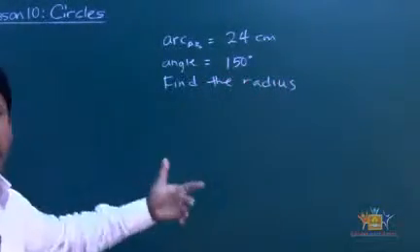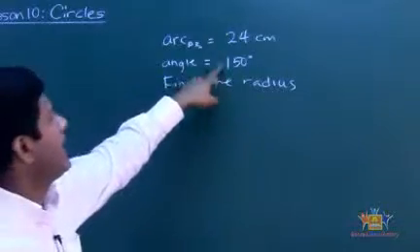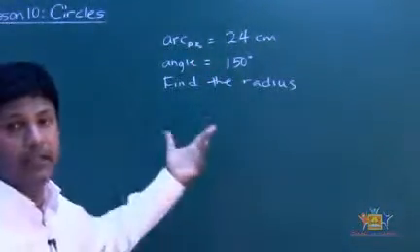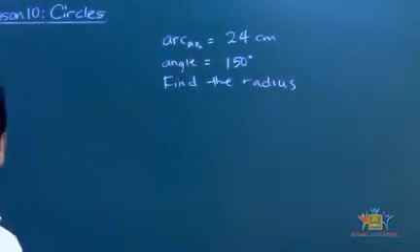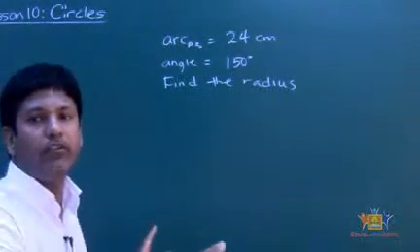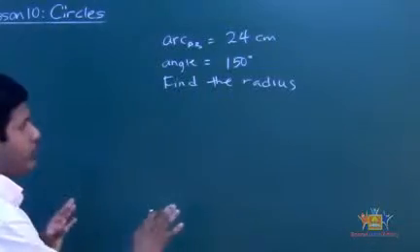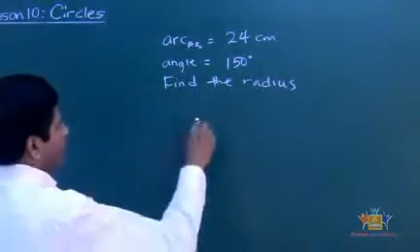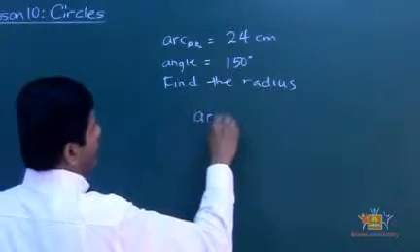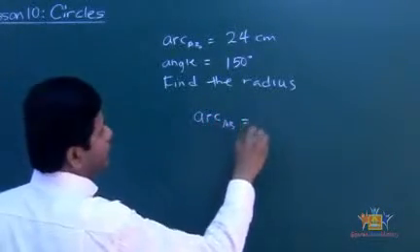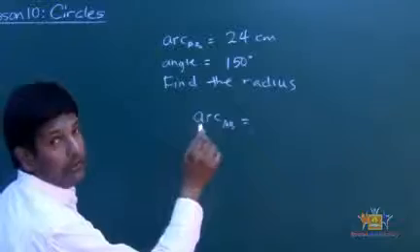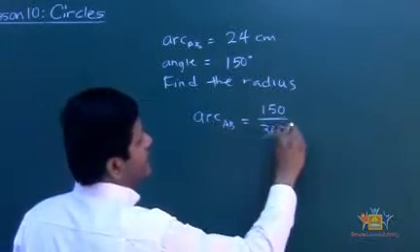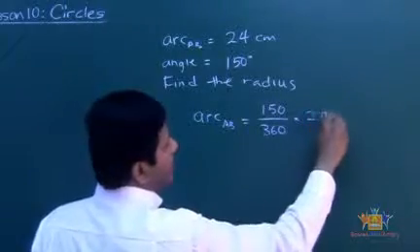We're going to reverse it. Earlier, we got the radius and the angle. We found the arc length. Now we want to find the radius given the arc length and the angle. Now, always write down the formula first. Don't try to find the radius right away. So what is the arc formula? Arc AB equals the angle that we're using, which is 150 over 360 times 2 pi r.